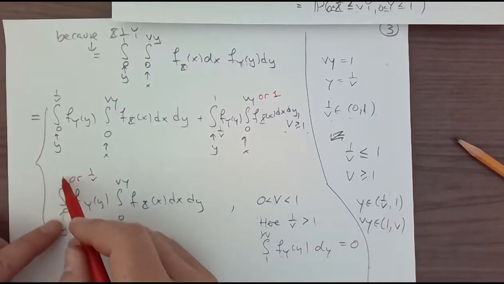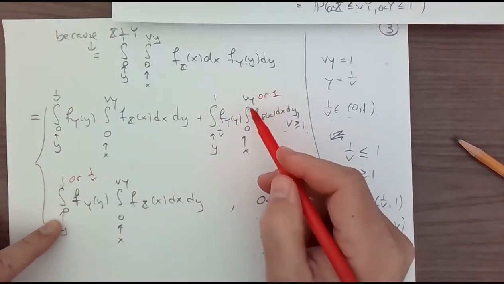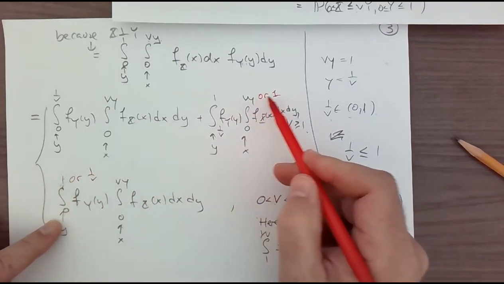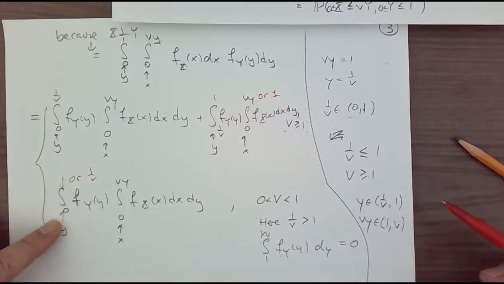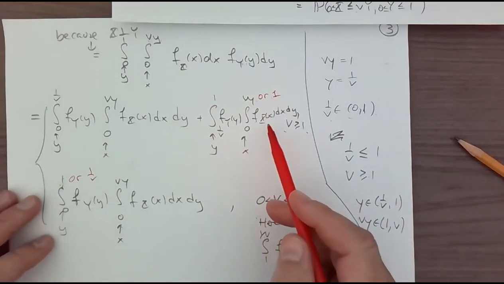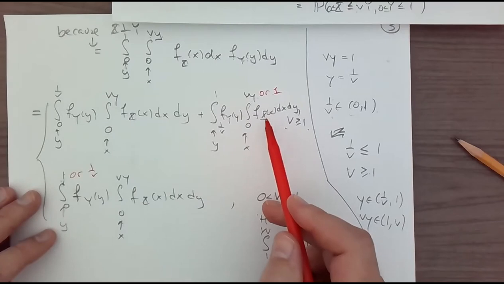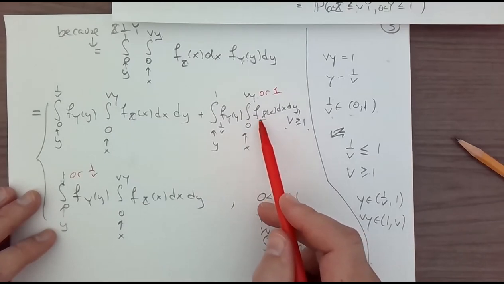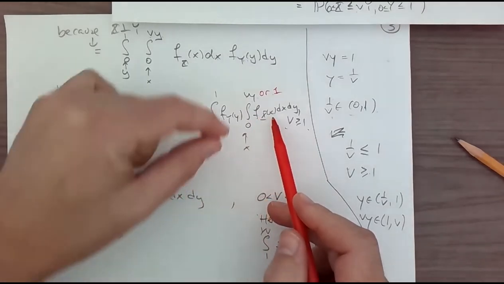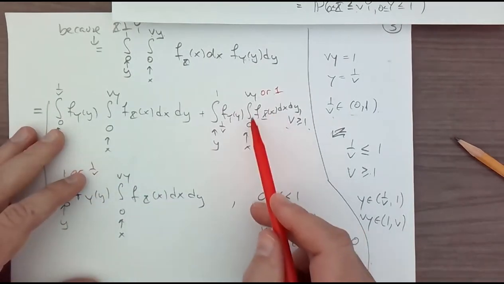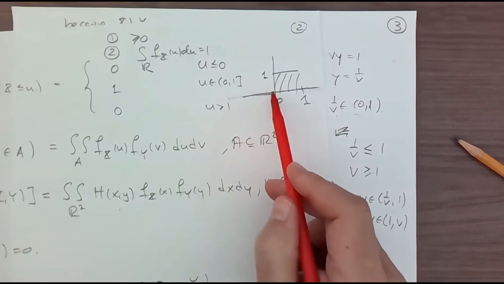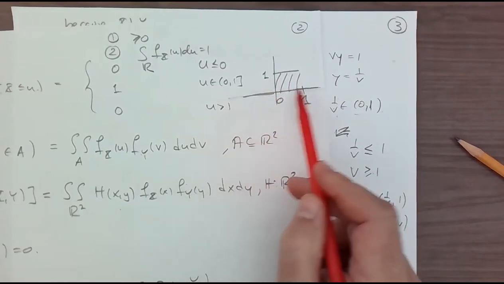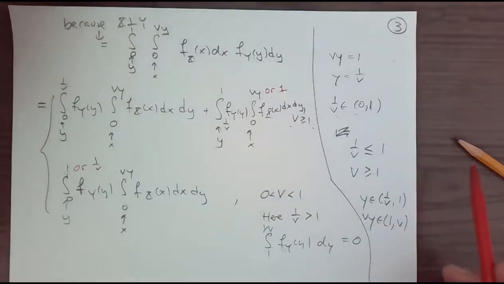Right, so I have a choice here. I can put 1 over v, or I can leave it as 1. Here I can put 1, or I can leave it as vy. Where it matters is when I start substituting in what f(x) is, because I need to know where my x's are, because I only get a 1 here when x's are between 0 and 1. So let me try to do that on the next slide.